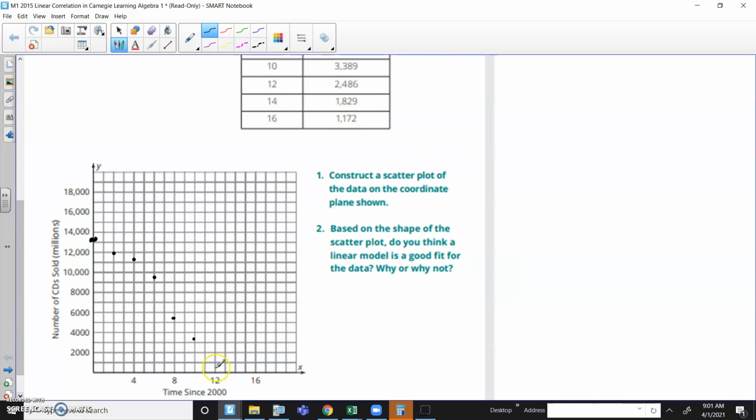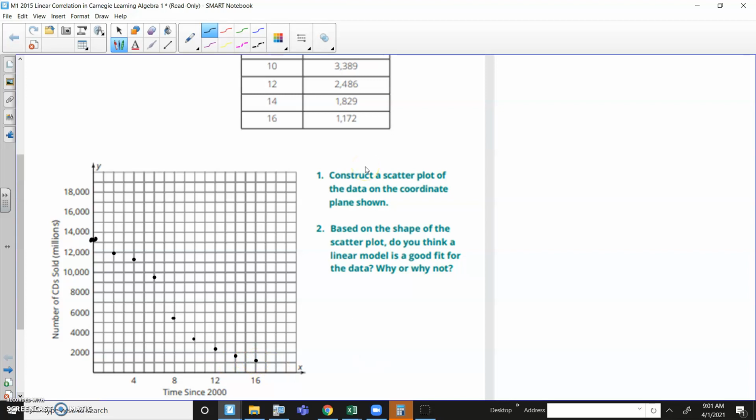At 12, you're at 2,400, so let's just say that's about here. And it's an approximation again. Hopefully you don't get too bogged down by the exact point, as long as it's close to, between the right grid points for that particular value. And then at 16, you're at 1,100. So this line is 1,000, so just a little bit above it.